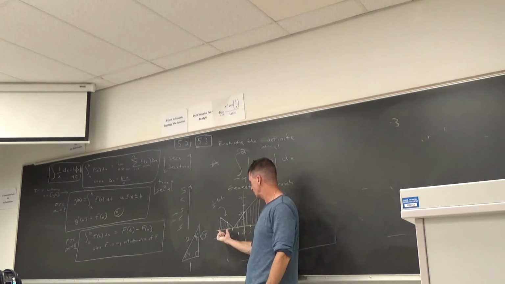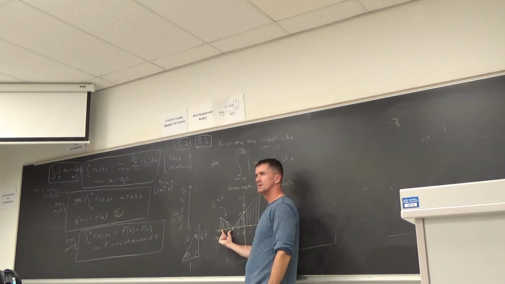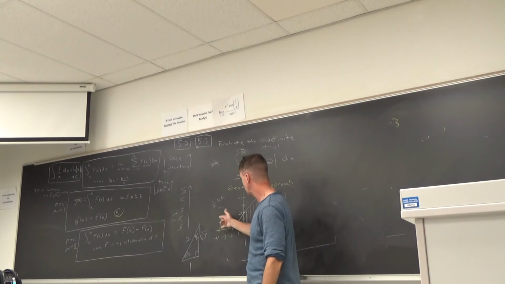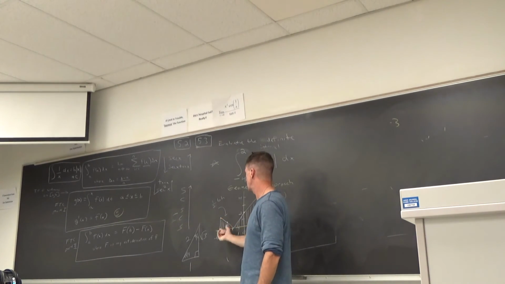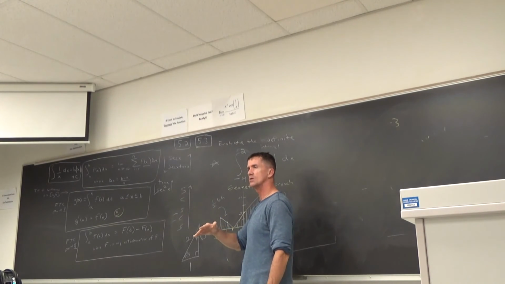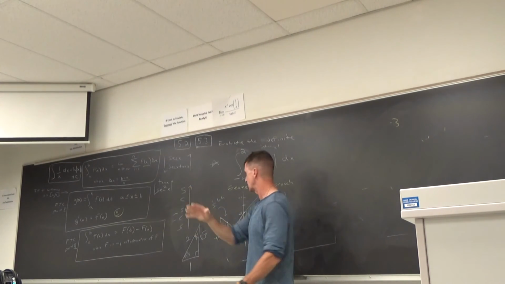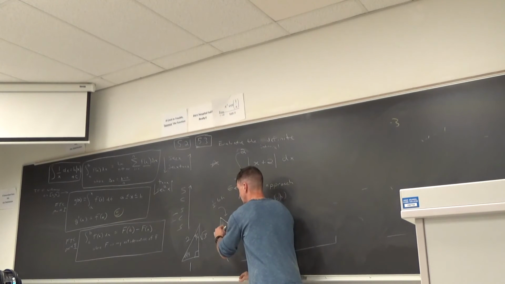Just be careful. What's that base right there? -2 to 0 is 2. That base length is 2. What's that height right there? What is that? 2. 2 times 2 is 4. What's half of 4? 2. Is it 2? So can I put a 2 in here? Can I? Yeah.